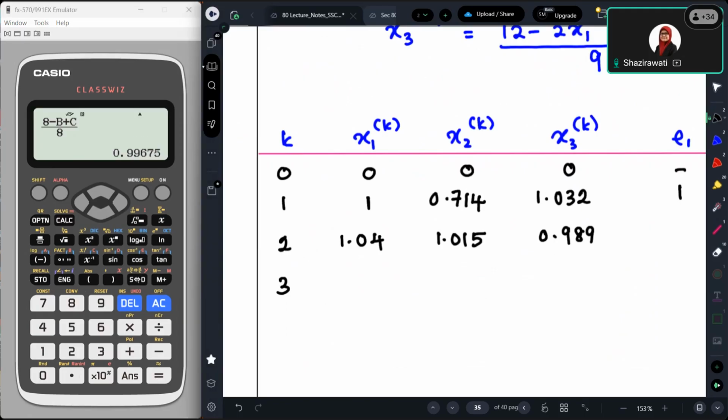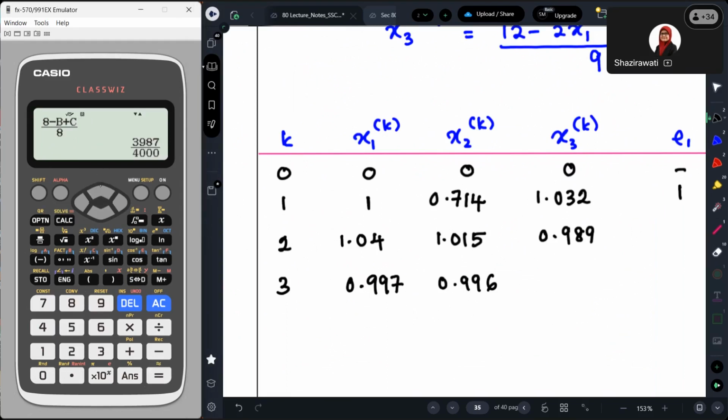0.997. Okay, X2 formula. Press the calculate button. Your A sekarang dah bertukar. Immediately you pakai X1 yang baru, 0.997. C masih yang previous. So you ada 0.996.